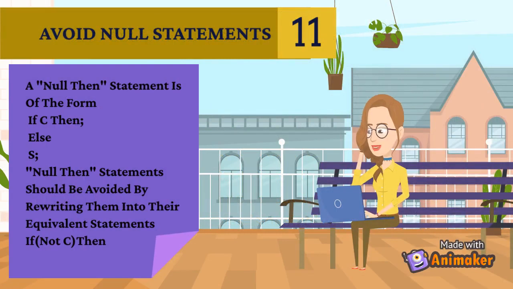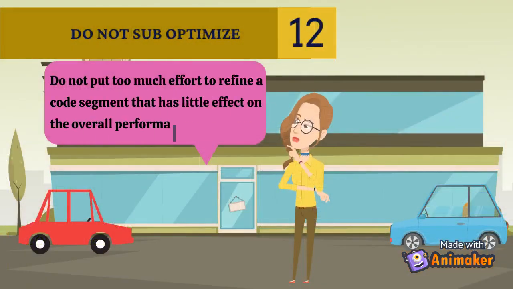Next, avoid null statements. A null then statement is of the form if C then; else S. Null then statements should be avoided by rewriting them into their equivalent statements, if not C then S. Next, do not sub-optimize. Do not put too much effort to refine a code segment that has little effect on the overall performance.